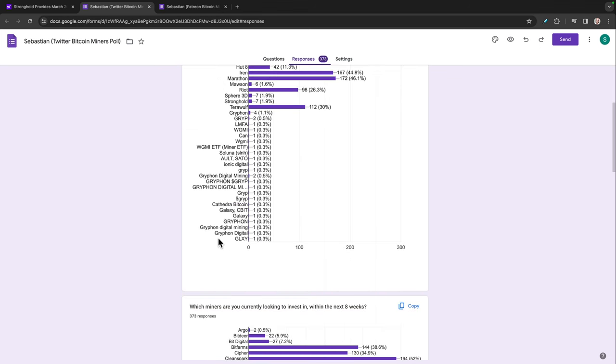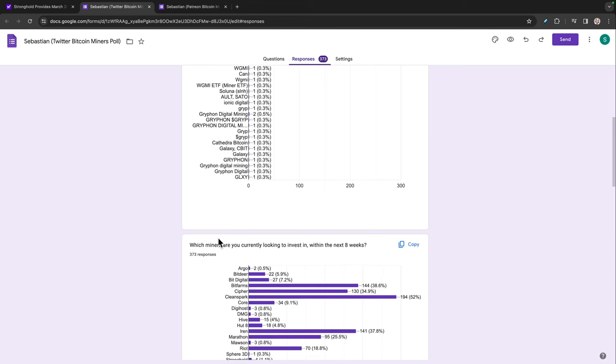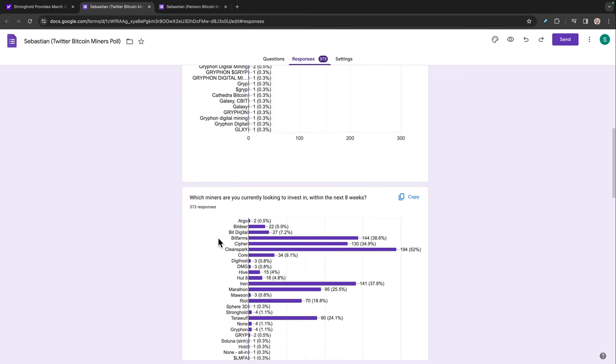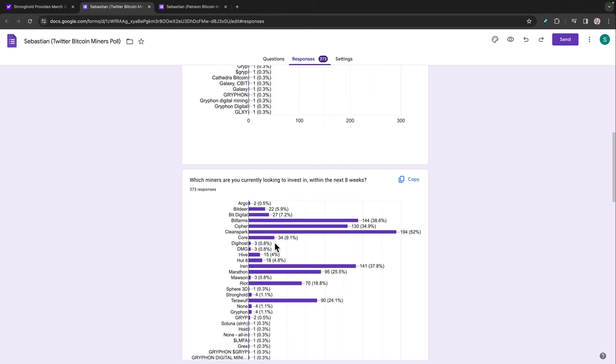And then the next question I asked was, which miners are you looking to invest in within the next 8 weeks? And we got pretty close results to what we saw up top. CleanSpark again number one, Bitfarms number two, and then Iron at 37, followed by Cipher. Then we go down to Marathon, TeraWulf, and then Riot. So we're seeing that the smaller miners like Argo, DigiHost, DMG are not getting as much attention. Mawson, same thing, Sphere 3D, Stronghold.